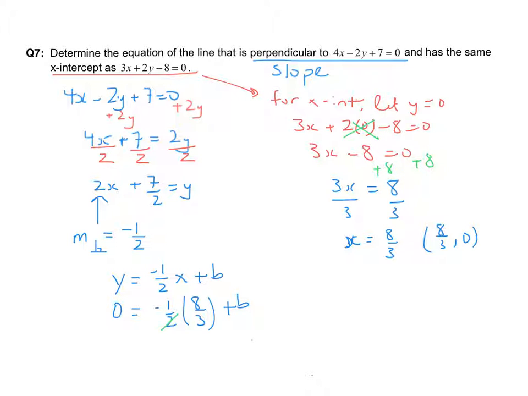Or before I multiply, I could reduce both the top and bottom by a factor of 2. I'm just dividing a bottom by 2 and dividing a top by 2. So on the top I get -1 times 4, which is negative 4, and 1 times 3 is 3. And then I could add 4/3 to both sides to make b be equal to 4/3. So my equation is y equals negative 1/2 x plus 4/3. I hope that helps.